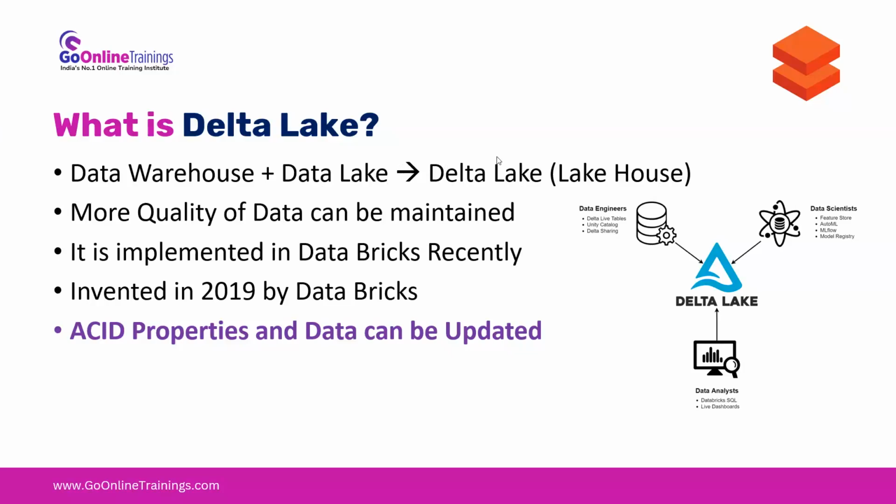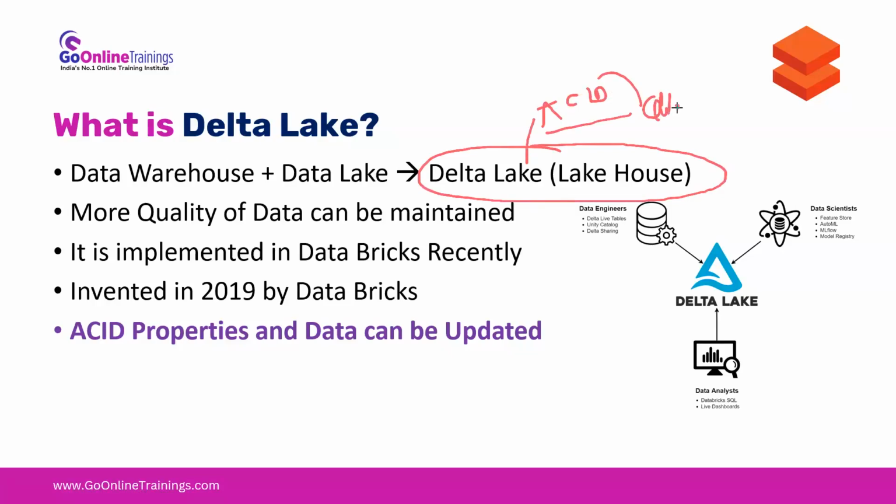So all the tables may be data coming from a data lake, or data may be coming from a table. If you store all the data in the Delta Lake, what are the advantages here? All the ACID properties are going to be implemented. ACID properties are going to be implemented, so the quality of the data will be more, right?